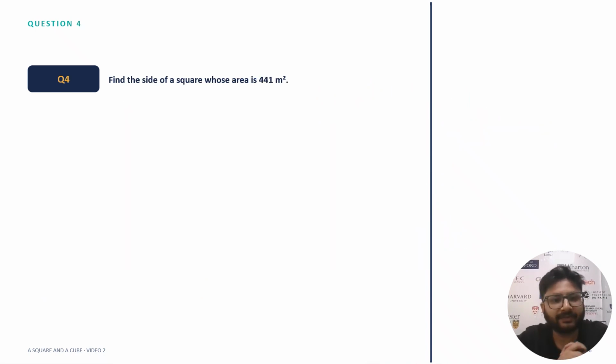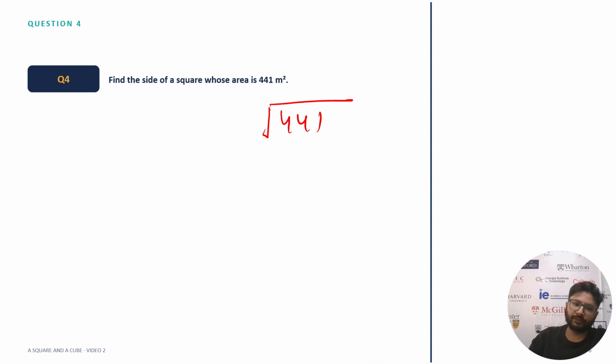Moving on to the next one, find the side of a square whose area is 441. This is basically asking you to calculate the square root of 441. Now, how do you calculate the square root of 441? You can either do the approximation or you can go for prime factorization. Let's do it both the ways.